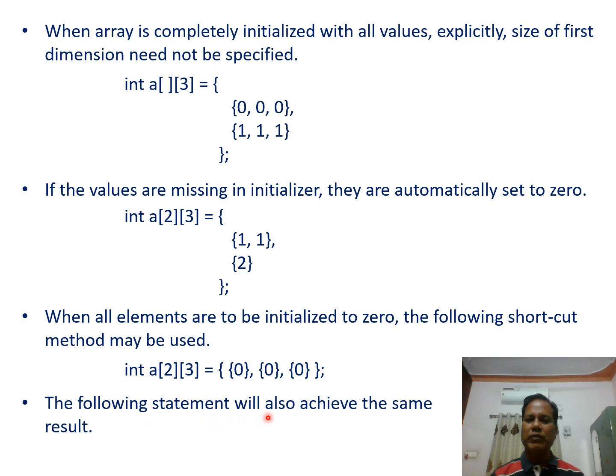The following statement will also achieve the same result, like this one. Even if we do not write these curly braces, open and close, the same thing can also be done using 0 comma 0. This is for all the elements of the first row initialized to 0, and this is for all the elements of the second row initialized as 0. So there are different ways we can initialize elements of a two-dimensional array.